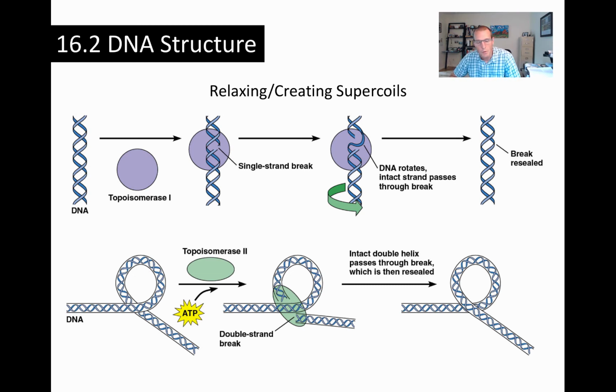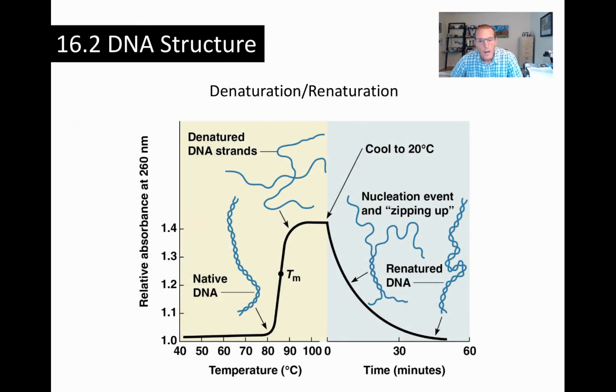And then you can use type 2 topoisomerases, which break both strands of the double helix. Last thing to talk about in this short section is denaturation and renaturation. The only reason that I'm going to cover this here is because the technique we're going to talk about in this section is called fluorescent in situ hybridization, and it's based on the denaturation and renaturation of double-stranded DNA. So understanding the biophysics of that can help you understand how that technique works.